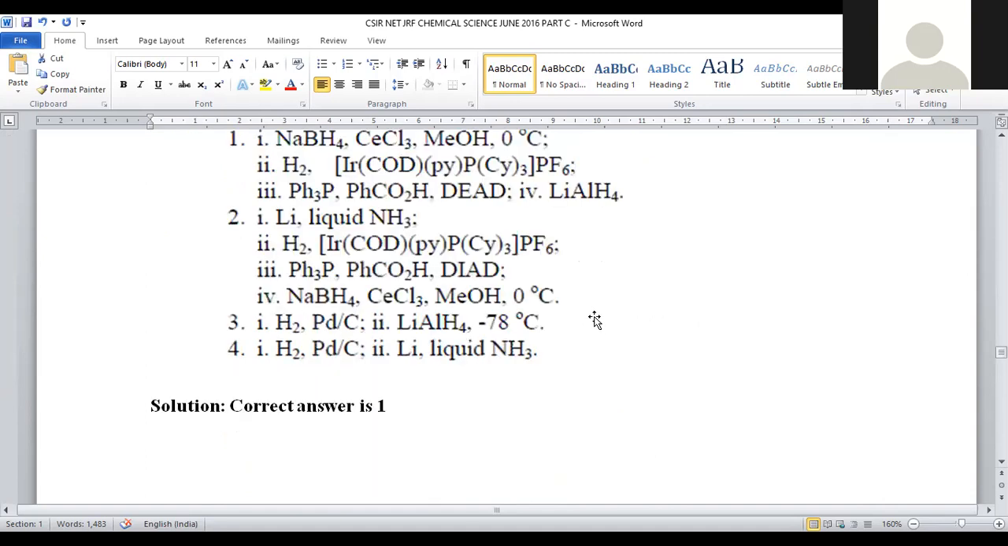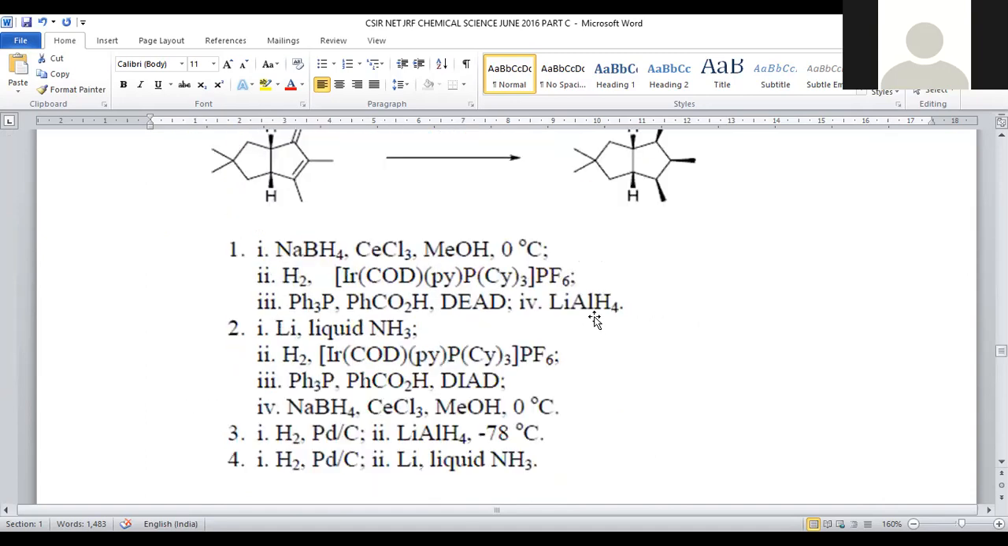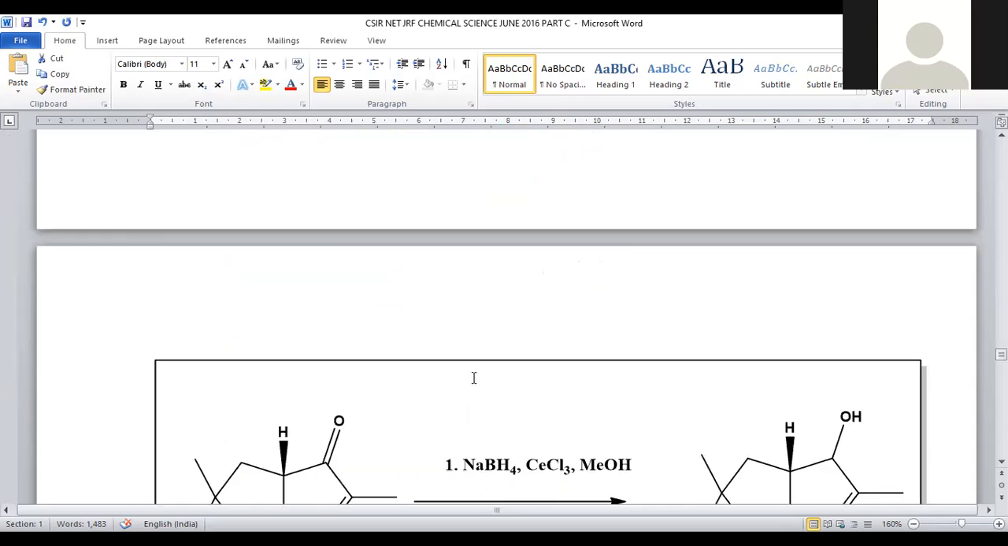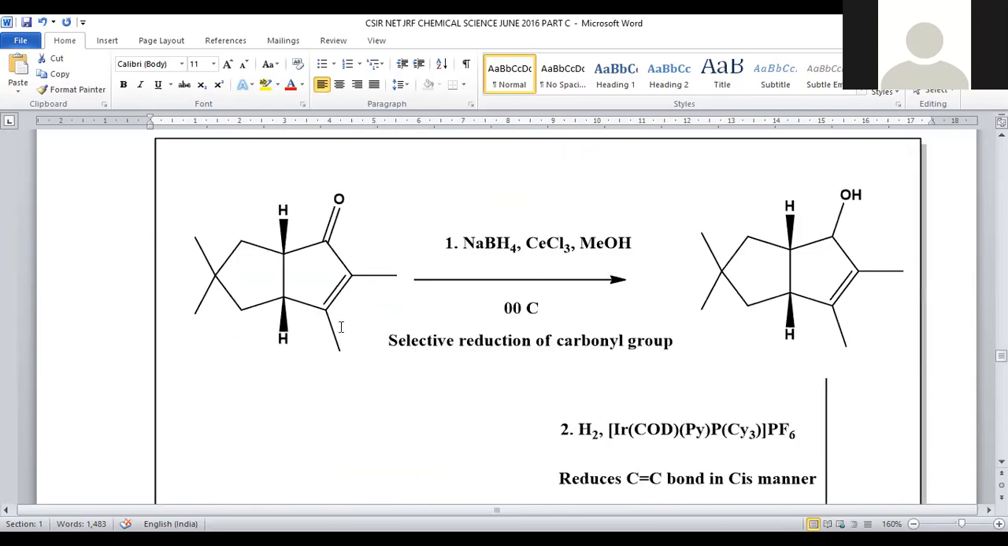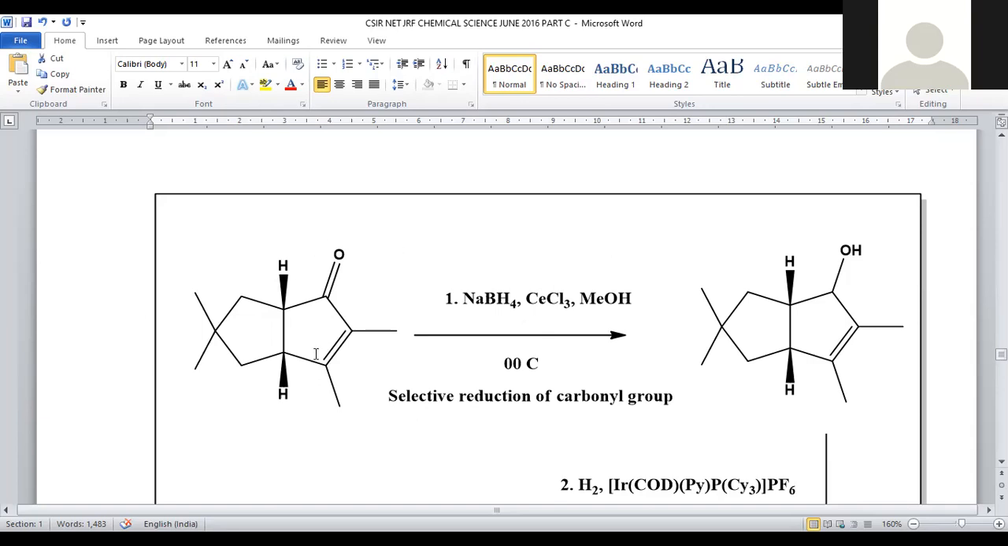For that purpose, we need to go with its mechanism. If we go with a sequential mechanism, we will predict what reagents are required, right? First we are taking a bicyclic system with an alpha beta unsaturated carbonyl center. It is treated with sodium borohydride, cerium trichloride and methanol solvent at 0 degrees centigrade temperature.